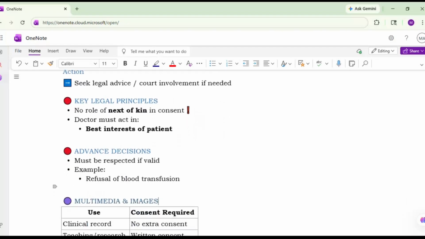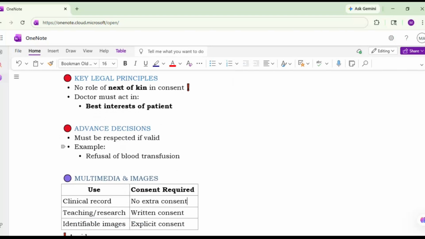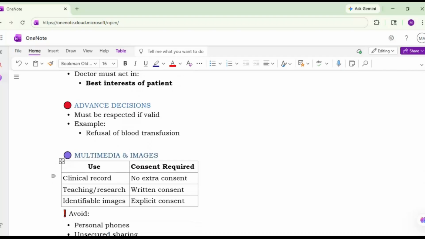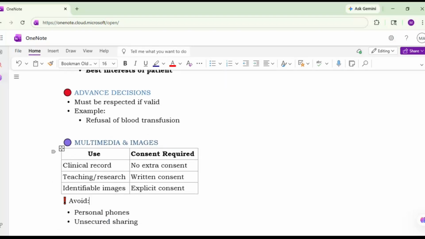Second is an advance decision. This advance decision must be respected if it is valid, like a refusal of blood transfusion. Then certain things like in the patient's record, we are recording certain images, etc. It is a part of the record itself, so no extra consent is required. But if they are to be used for teaching or research purposes, written consent is required.